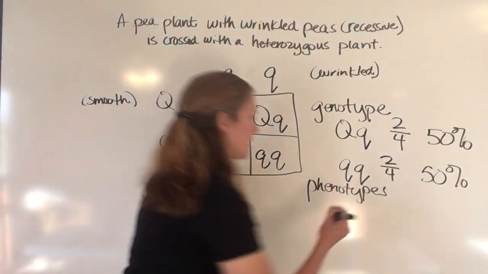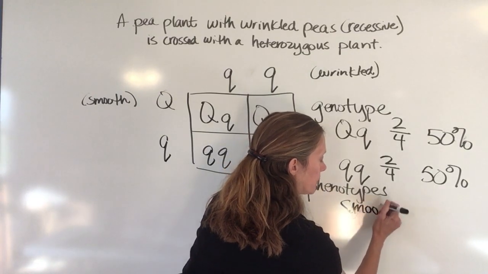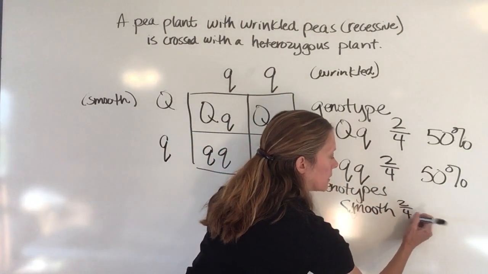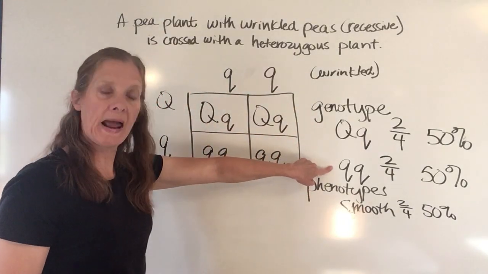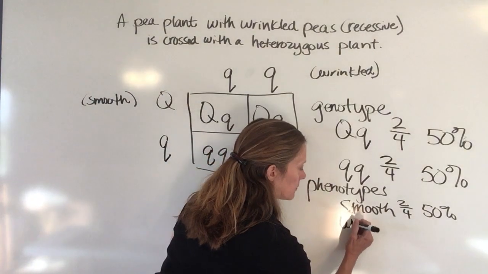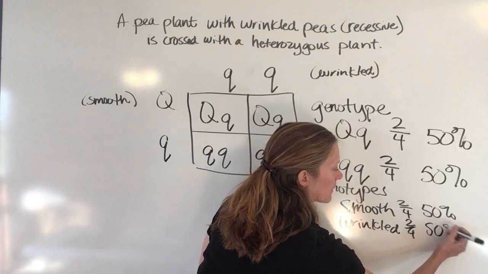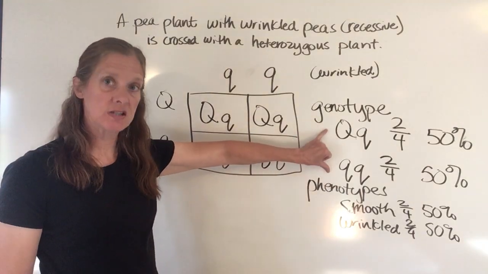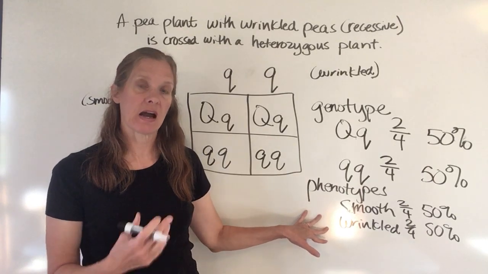So what that means is that for smooth peas, because that's what these are going to show up as, 2 of the 4 are going to be smooth, which is 50%. But the ones that have little q, those are going to show up with wrinkled peas, which is also 2 out of 4, or 50%. Okay, so these are the genotypes. That's what the actual alleles look like. But these are the phenotypes. What does it look like in actual practice?